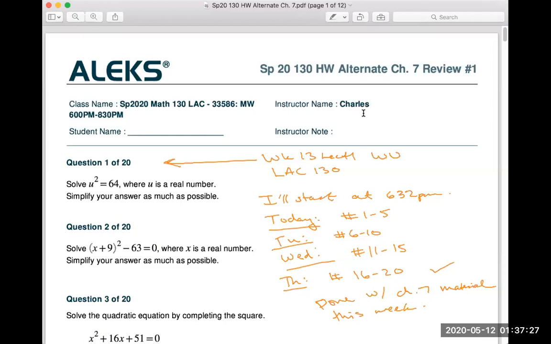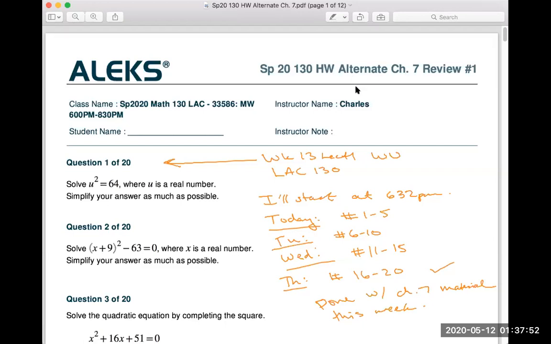So basically today I'll go through 1 through 5, Tuesday 6 through 10 with PCC group, Wednesday 11 through 15 with LAC group, and then Thursday 16 through 20 with PCC group. And then we'll be done with the new chapter 7 material, which takes us into chapter 8 and 9 early. And then we'll have more time closer to the end of the semester to review.